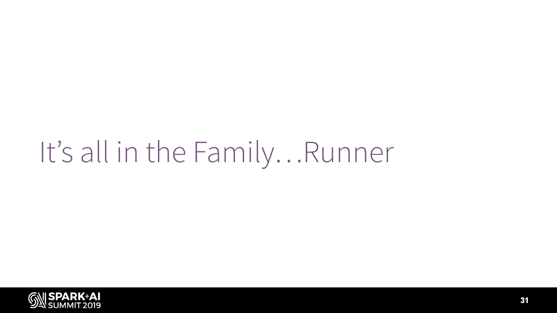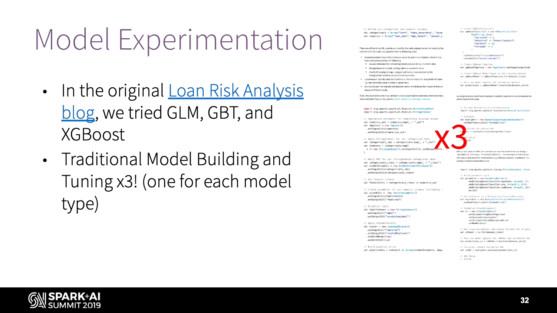As we move away from the automation runner, there's another module that can be used to run several models at one time. It's called the FamilyRunner. Denny made this slide, so there's a little bit of humor in that one. If we're thinking about the traditional model building experience, in the original blog post that Denny wrote, they actually tried GLM, GBT, and XGBoost. If we think about that traditional model building process that we outlined earlier, multiply that by 3, and that's the same process you'll have to go through from a traditional model building perspective. Long story short, that's a lot of work, right?